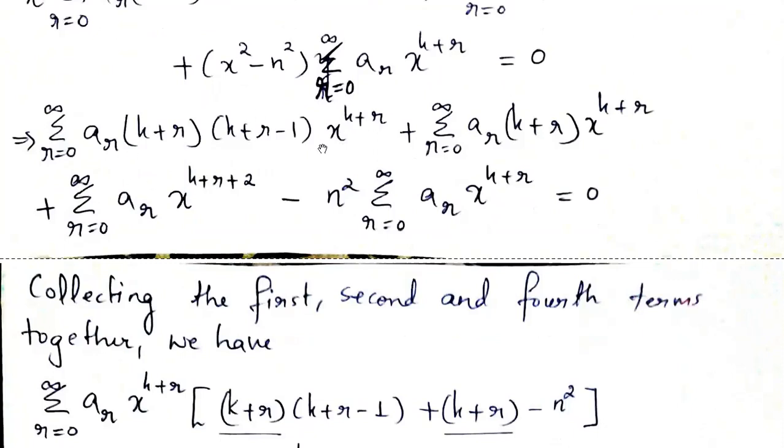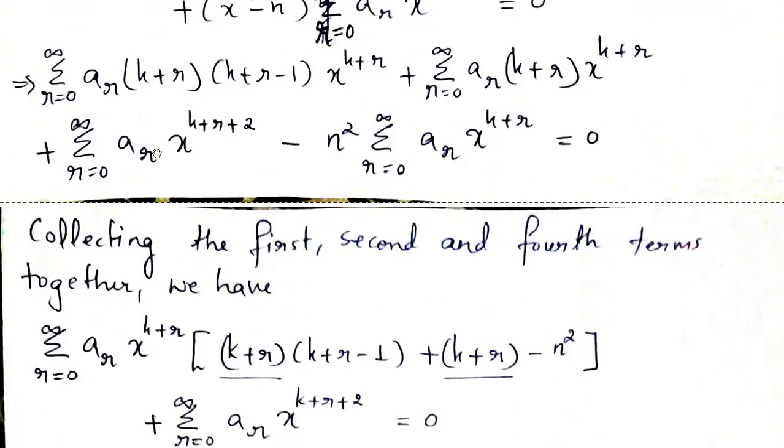So in the first term you have x power k plus r, here also you have x power k plus r. Similarly, in the last term, you have x power k plus r. So collecting the first, second and fourth terms together, we get summation.